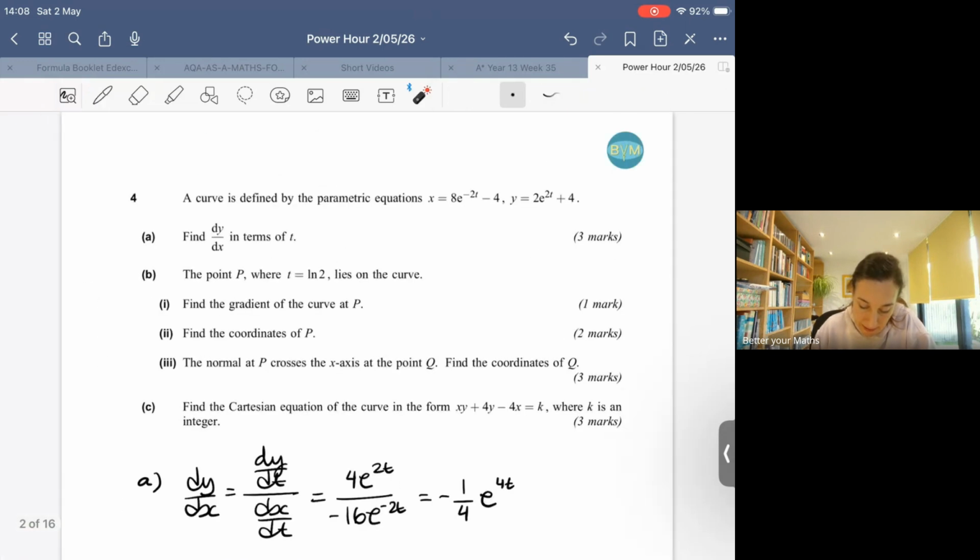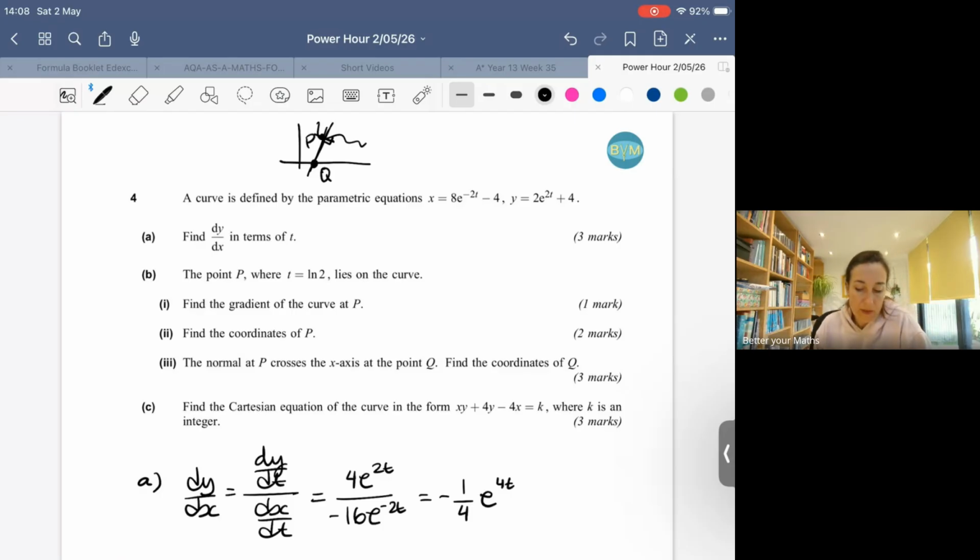Now, next thing, it says the normal at P crosses the x-axis at point Q, and we need to find the coordinates of Q. So we have our curve doing whatever it's doing, and we have a point P, and it says the normal at P cuts at a point Q. So that's what we really need to find, the coordinate of Q. So we really need the normal. How am I going to find the normal? Who can help me? I need to find the equation of the normal if I want to find this point of intersection. How can I find the normal?